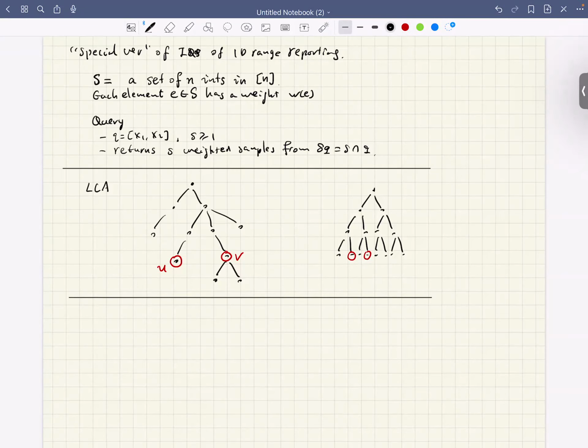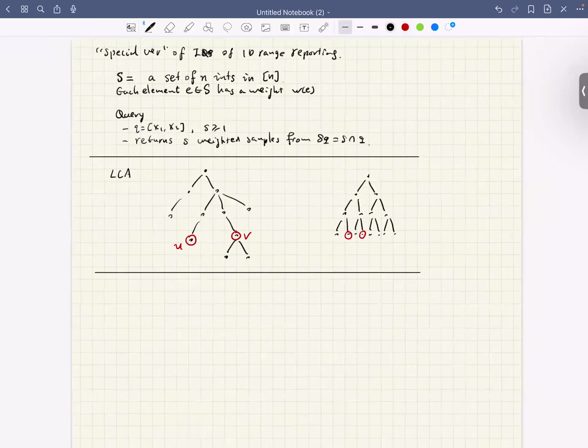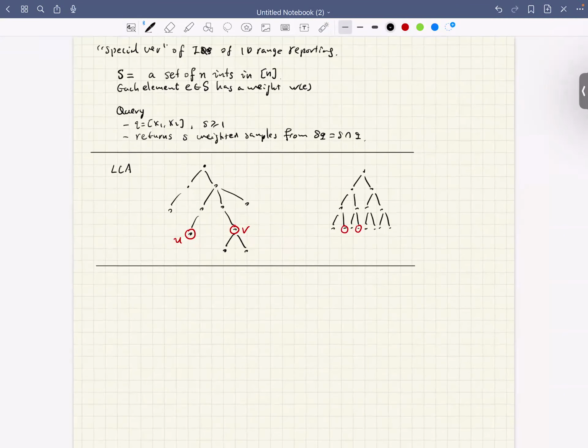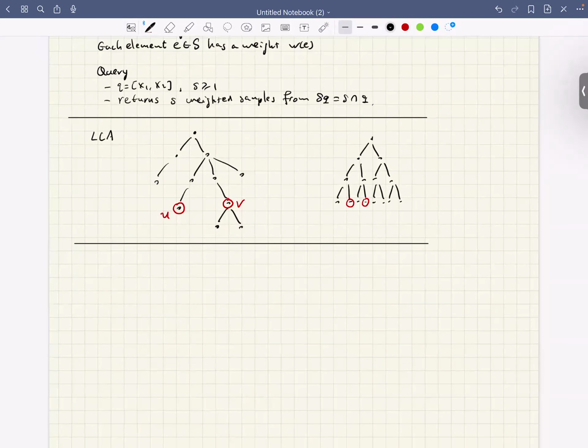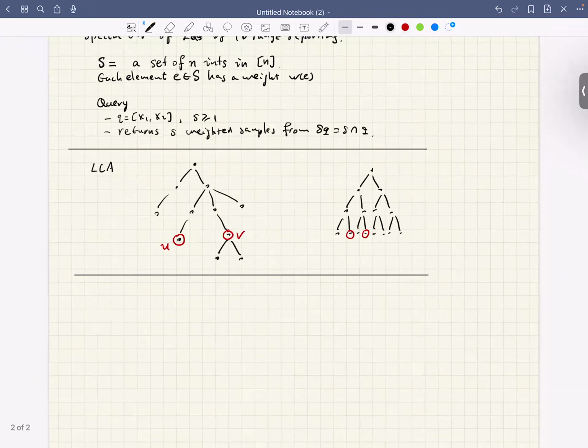All right, now let's look at the original problem. Before I tell you how to do log n plus s, let's review a structure of space n log n and query time log n plus s. This is a structure that I talked about several seminars back.